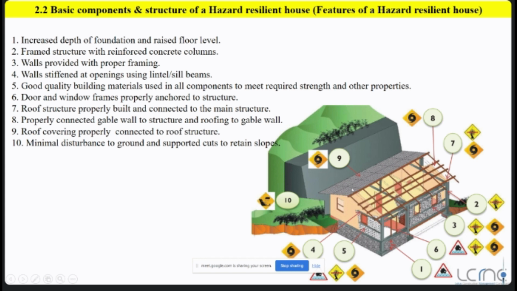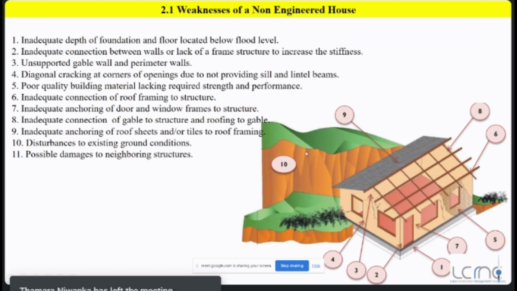That means not a very wide area, one material. It's actually divided. You can see this grid. So if you provide the grid type covering to this roofing, definitely the firm stiffness will be developed. Number 10, minimal disturbance to ground and supported cuts and retained slopes. Now just compare with this image number 10.